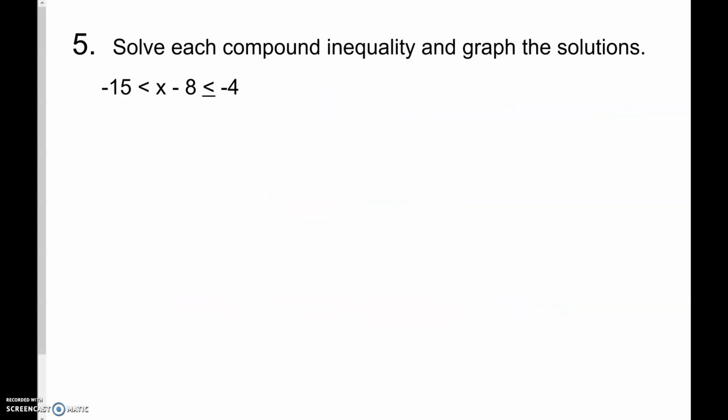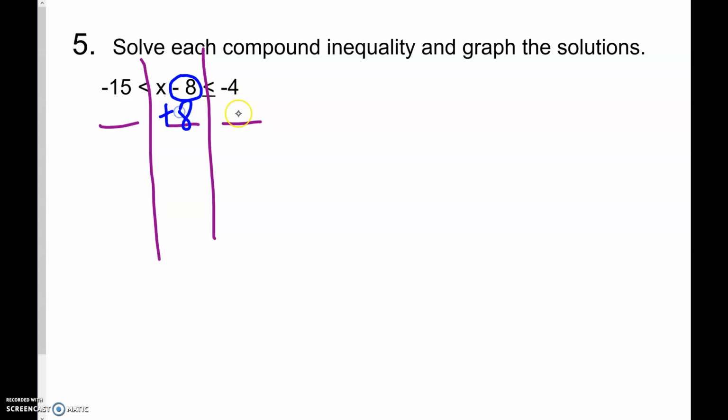Number 5, solving this compound. So it looks like I'm going to draw a line here and a line here. So remember, you have to put something in all 3 places. Okay, so what am I going to do here? What is by the x that I need to move? This says -8, so the inverse operation is a +8. And make sure you put it in all 3 spots.